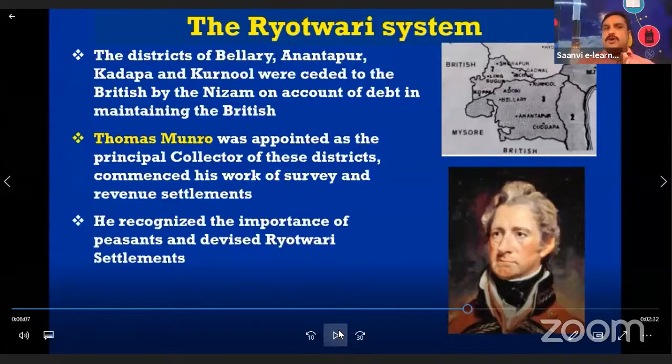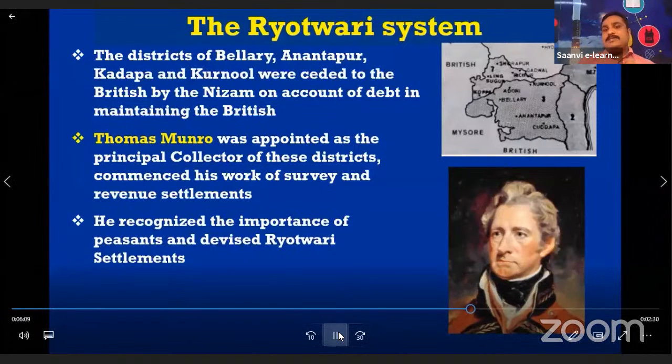Okay, so Thomas Munro is the principal collector of these districts, the Kadapa, Kurnool, Bellary area. Bellary actually is in Karnataka. So Anantapur area. So all these areas were given to the British by the Nizam, in the matter of debt in maintaining the British. Here Thomas Munro was appointed as the principal collector of these districts and commenced his work of survey and revenue settlement. He recognized the importance of the peasant and devised the Ryotwari system.